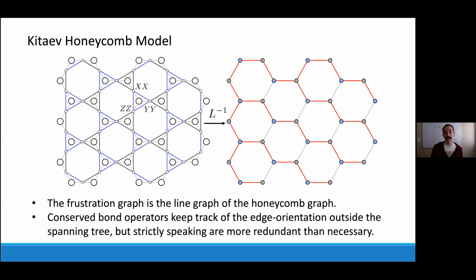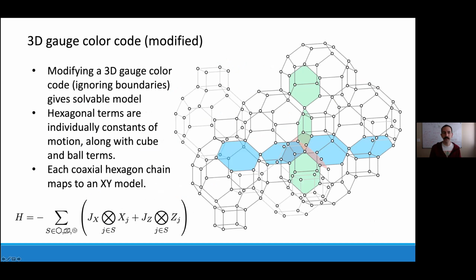For the Kitaev model, we can do something similar. Here I've taken the frustration graph. It's the line graph of the honeycomb graph, which is slightly confusing because the original model is defined on a honeycomb graph. But in general, these things are going to be different. These red edges, again, form a spanning tree. So we can solve it again using exactly this notion.